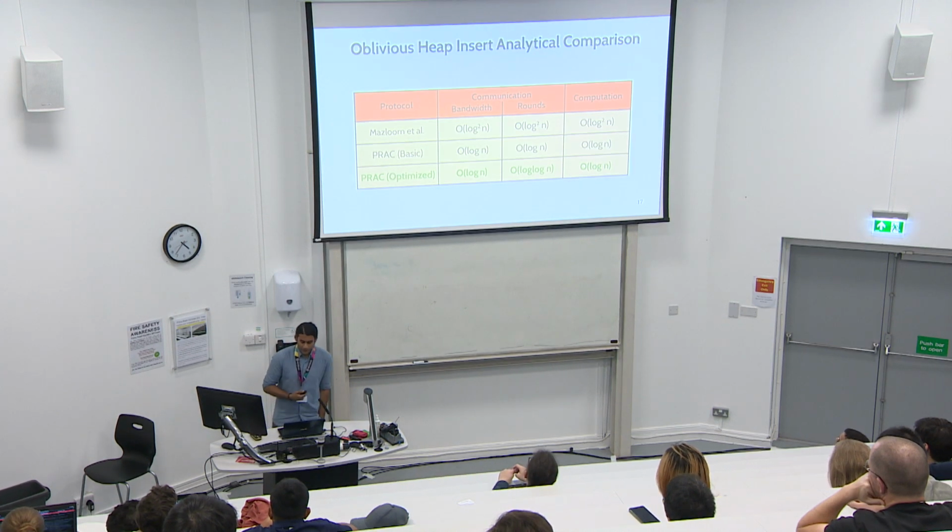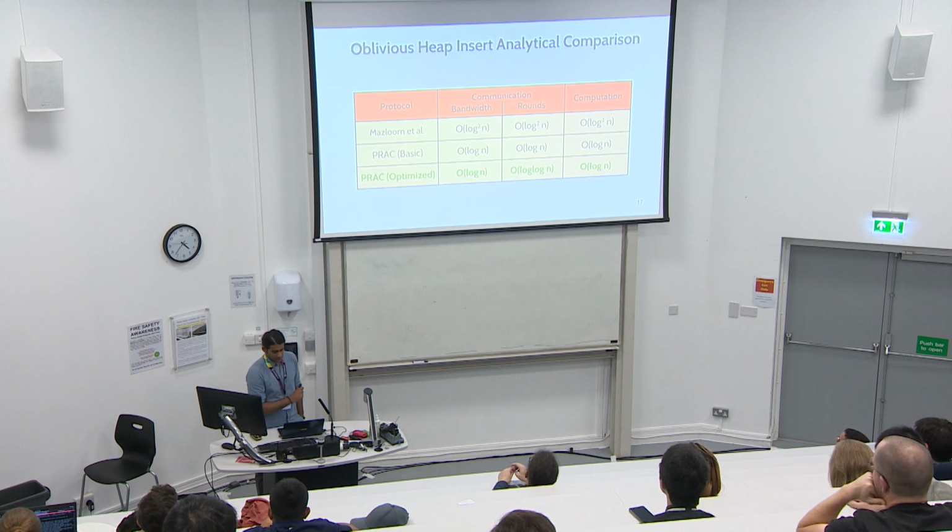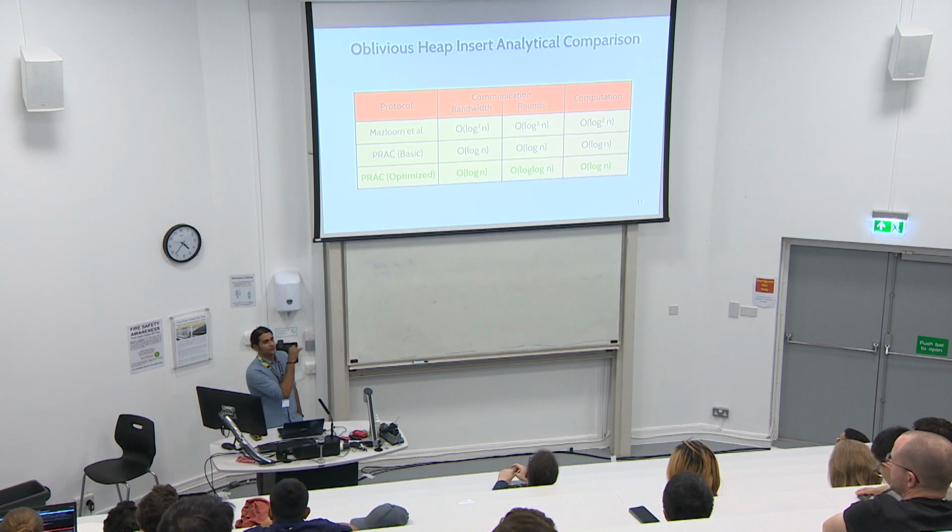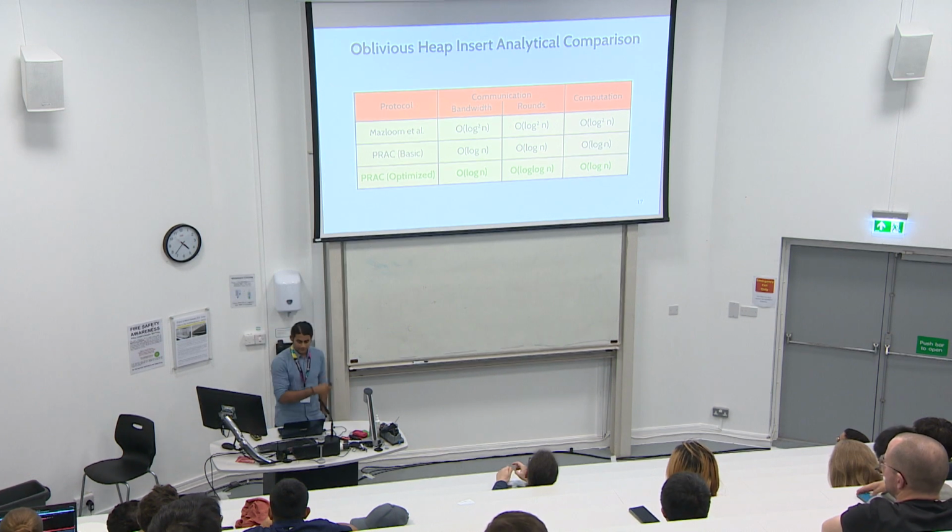And so this results in a protocol with O(log n) bandwidth and O(log n) rounds because of the binary search over that log n size path, and a computation of O(log n) because your DPF is only operating over that particular path of log n size.